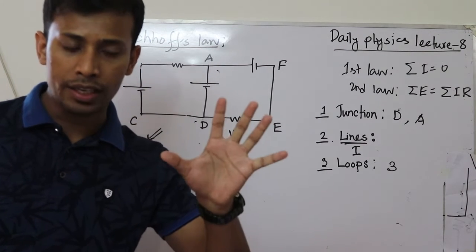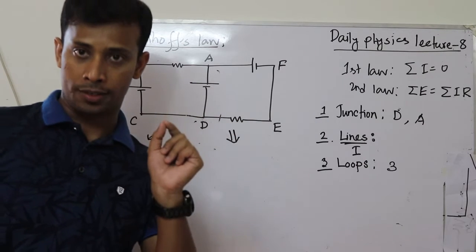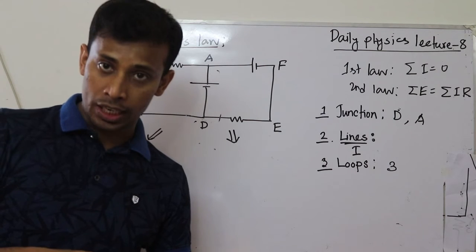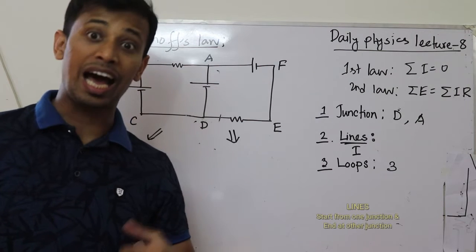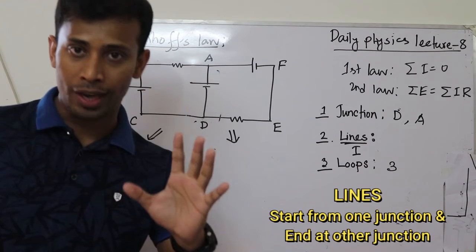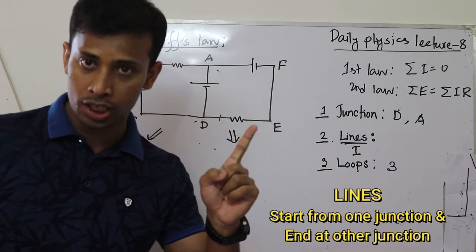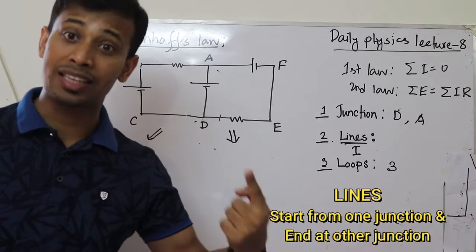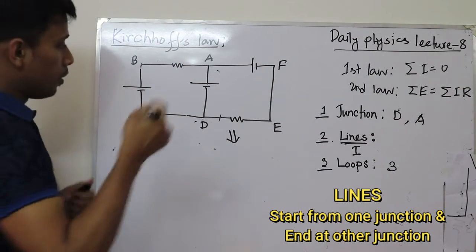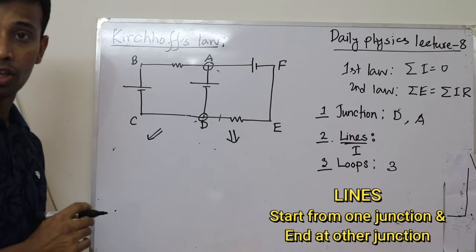So defining a line, I want to give you one shortcut. A line always starts from a junction and ends at another junction. Please memorize this part. A line always starts from one junction and ends at another junction. So if you look at this circuit, this is junction number 1, junction number 2.